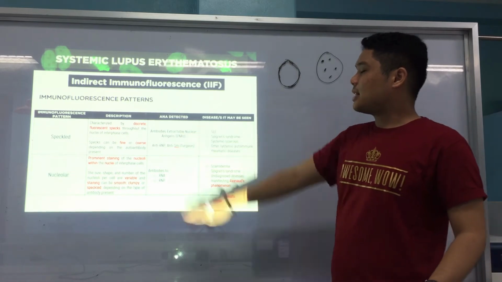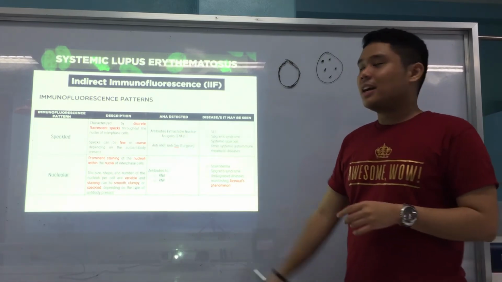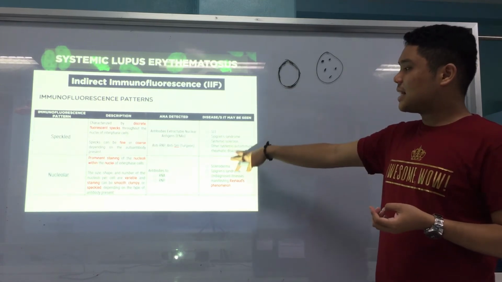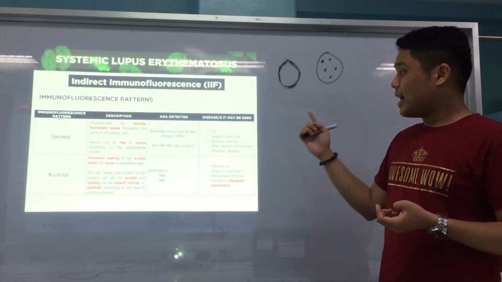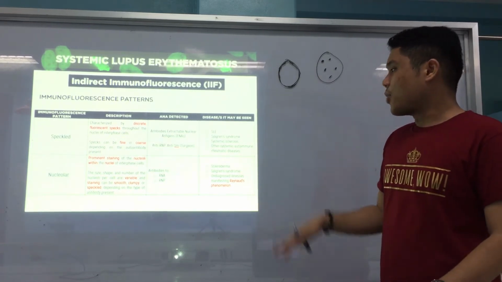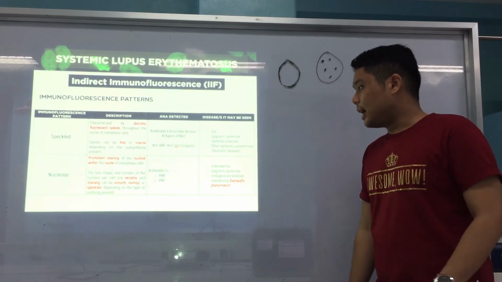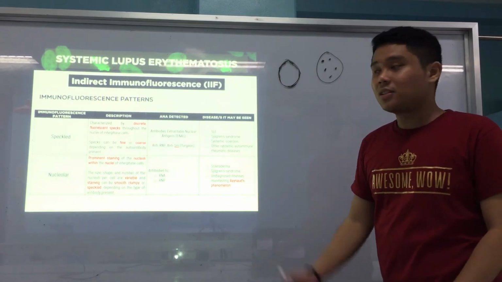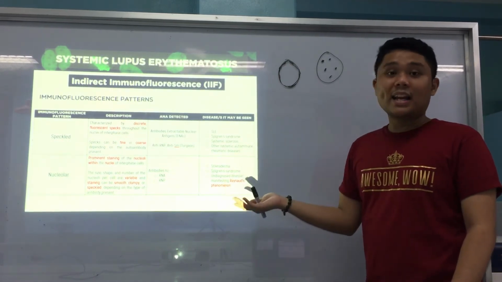The antibodies detected are antibodies to ENAs, anti-RNP, and anti-SM, according to Third Joint. And the diseases it may be seen in are SLE, Sjogren's, systemic sclerosis or scleroderma, and other systemic autoimmune rheumatic diseases.